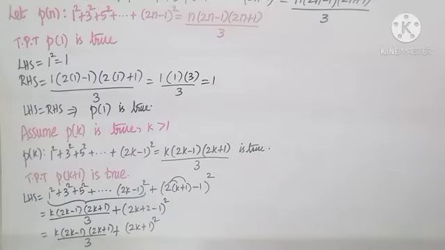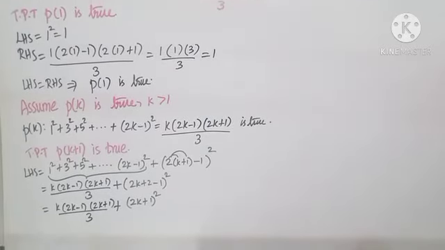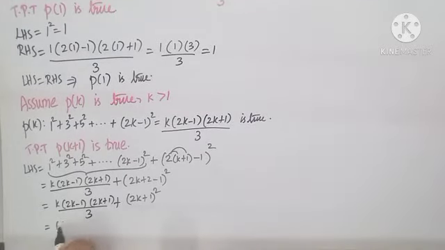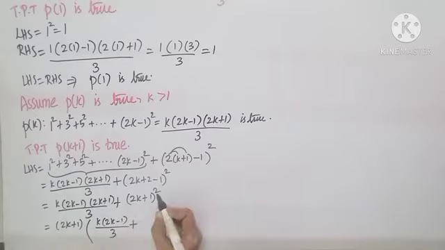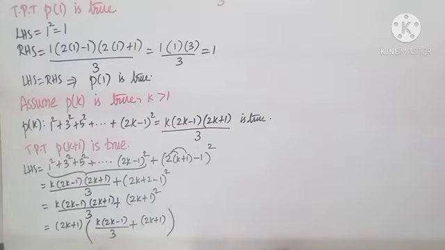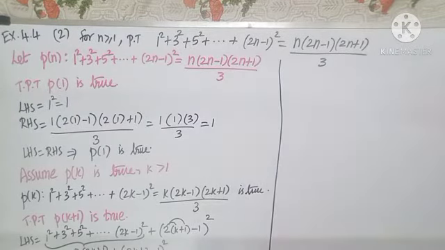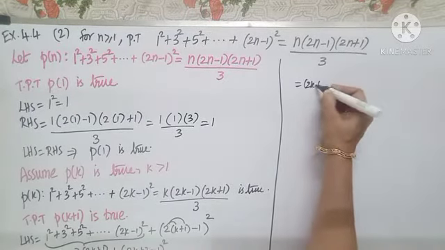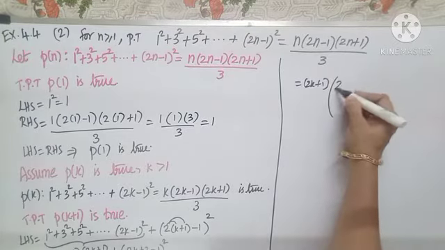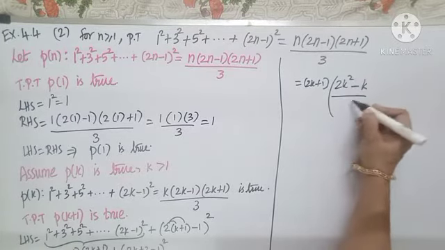Taking the common term out, we have 2K plus 1 is common. I am left with K(2K minus 1) by 3 plus, from the square we have taken 2K plus 1, so what is remaining? (2K plus 1) power 1. Taking the LCM, this reduces to (2K plus 1), which is already out, K into 2K, 2K square minus K by 3.